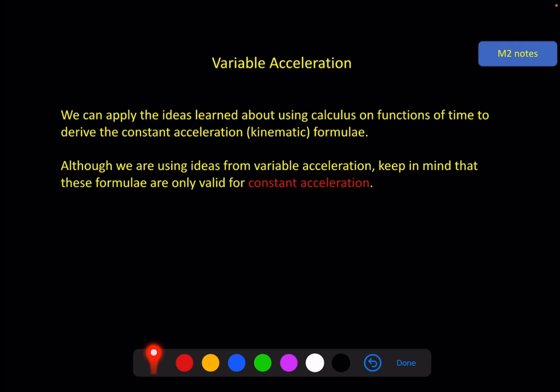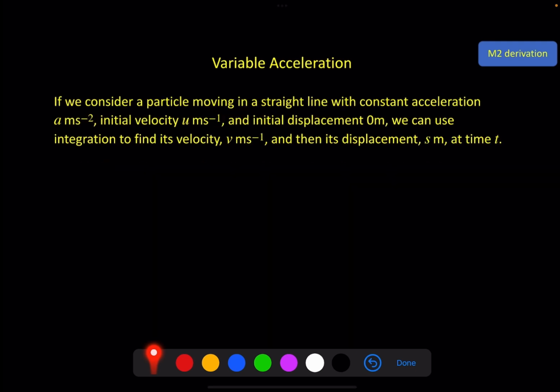Our starting point is going to be a very general, generic starting point. So if we consider a particle moving in a straight line with constant acceleration a, initial velocity u, and initial displacement 0 meters, then we can use integration to find its velocity v, and then its displacement s at time t. So you can see very general. The only thing we've assumed in terms of a number is that the displacement is 0. And that's very reasonable because when you start, the distance from your starting point will always be 0.